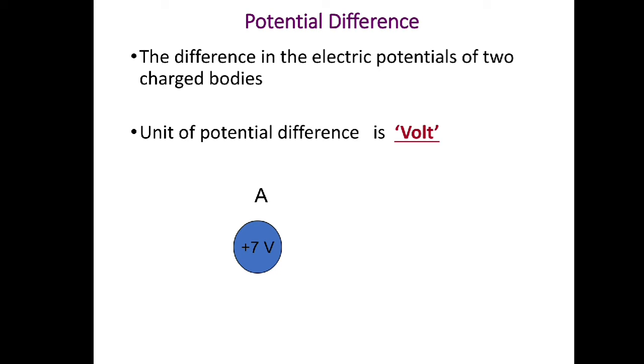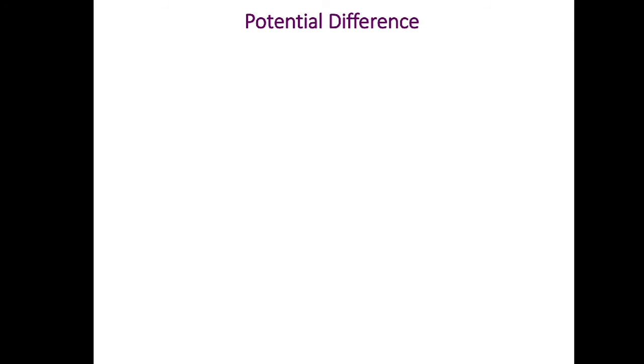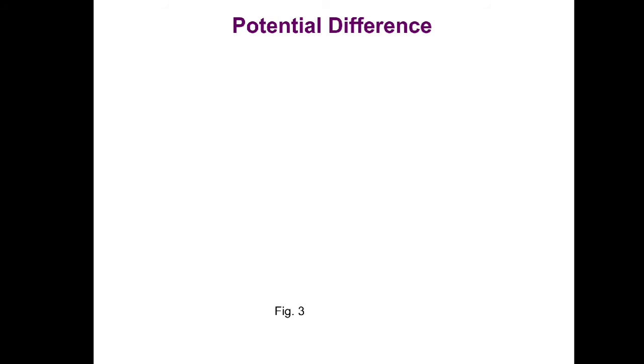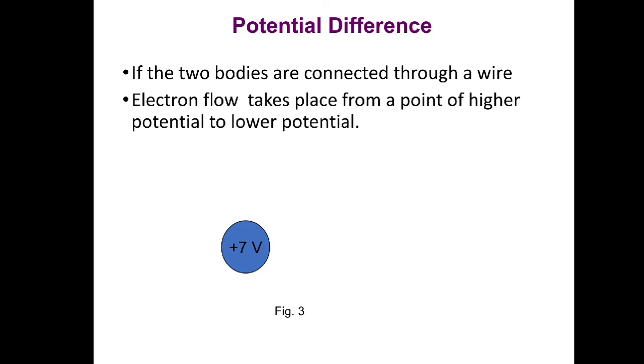Suppose A is a body having plus 7 volts, and B is a body having plus 3 volts. So body A is at a potential of plus 7 volts and body B at a potential of plus 3 volts. The potential difference between these two charged bodies is 7 minus 3, which is equal to 4. So if these two bodies are connected through a wire, what happens?